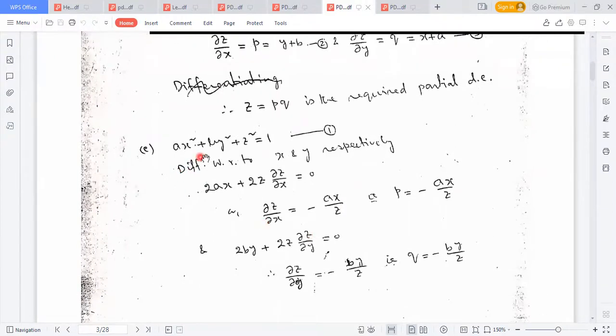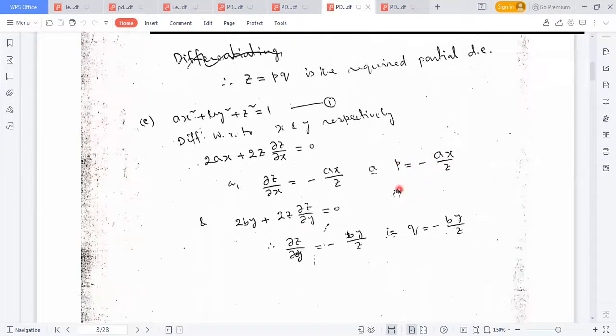Similarly, another example: x square plus y square plus z square equals 1. How to form a partial differential equation from this? First of all, differentiating with respect to x and y respectively, partially. So differentiation of x square is twice x, and differentiation of y square will be 0, but z square differentiation is twice z del z del x, because z is the dependent variable. Okay, because z depends on x and y. So del z del x equals minus x by z, which is the notation p, so p equals minus x by z.